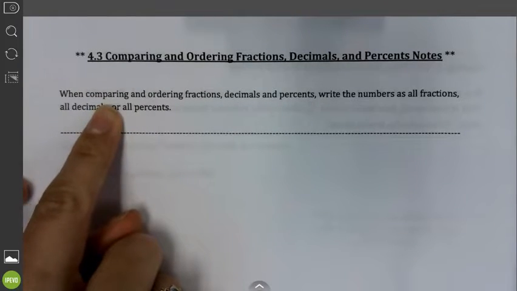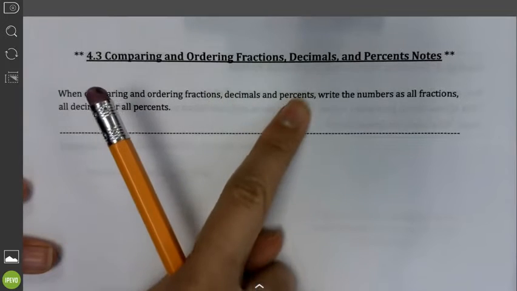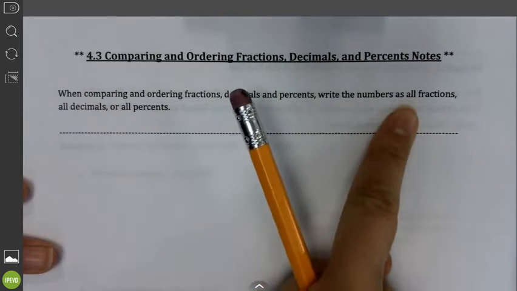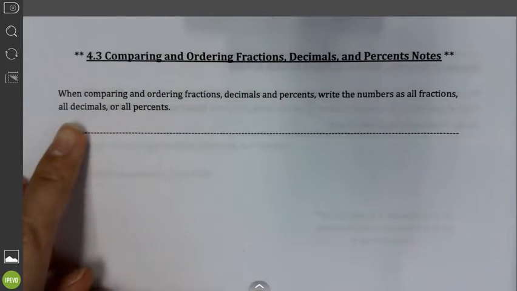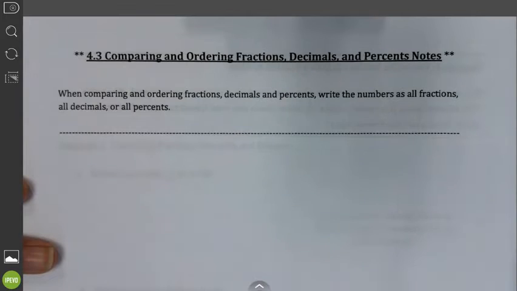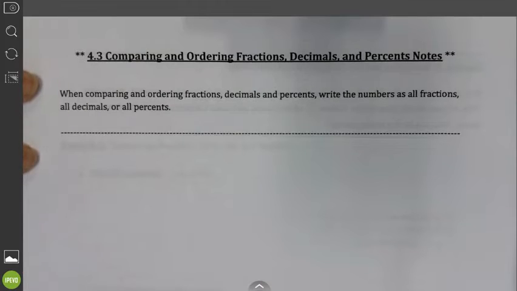When comparing and ordering fractions, decimals, and percents, write the numbers as all fractions, all decimals, or all percents. So basically, we want them to all be written in the same notation so that we can compare them and order them. It's sort of like when you're adding fractions, you need your denominators to be the same in order to put them together. In this case, we just need them to be in the same notation.